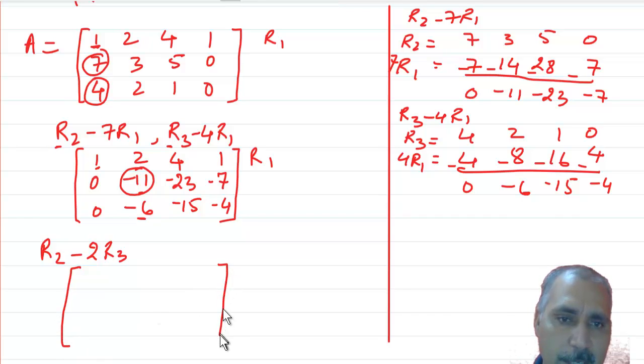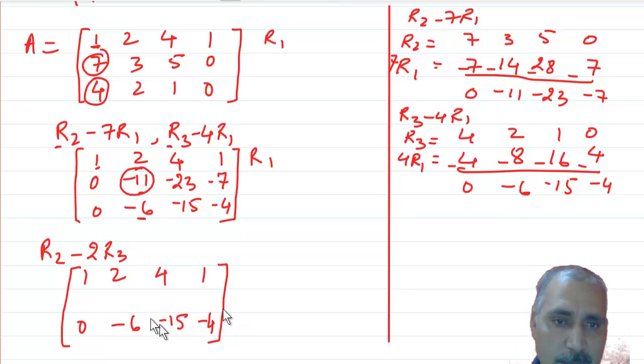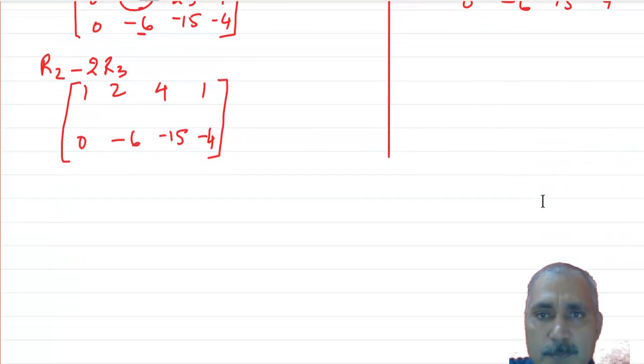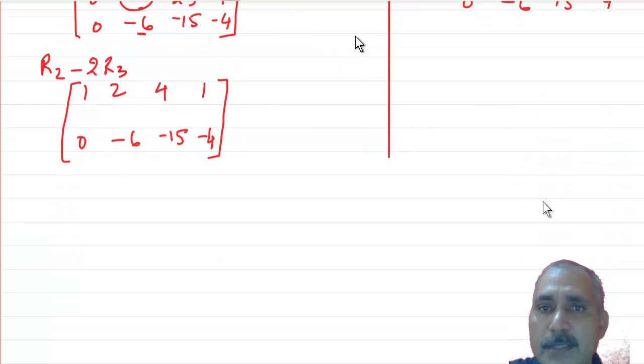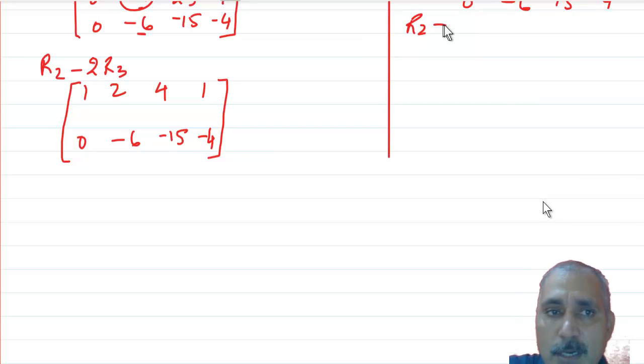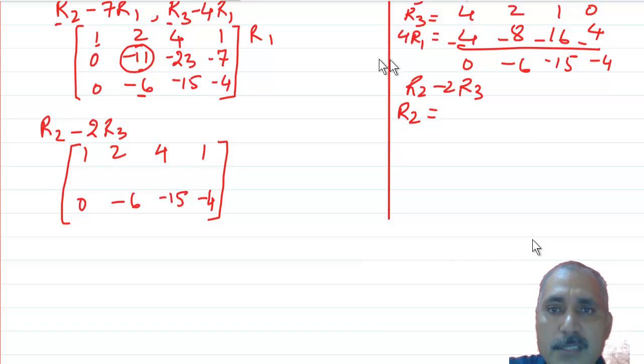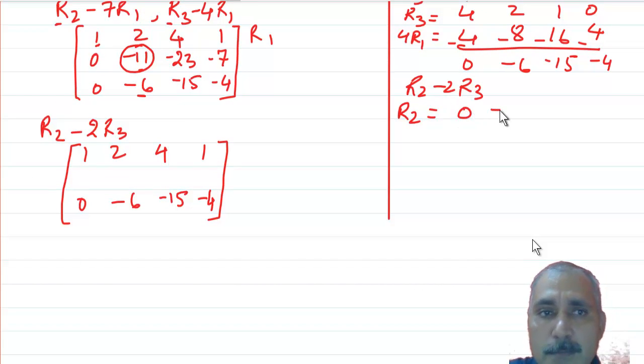R2 is going to change. R1 and R3 will remain as they are, so we will copy paste R1 and R3. 1, 2, 4, 1, and R3 is 0, minus 6, minus 15, minus 4. Now the operation we will be doing here is R2 minus 2 times R3. We will write the R2 elements. What are the R2 elements here? It is 0, minus 11, minus 23, minus 7.